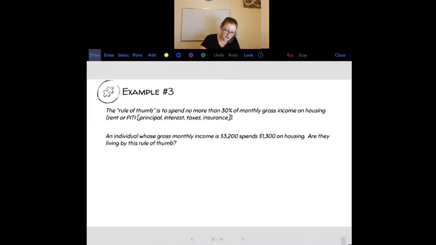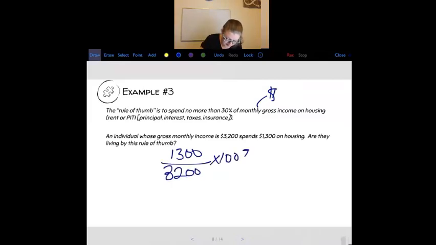Gross income is how much you make before they start taking out all of the taxes. Your net income is what's actually deposited in your home. So you may see different percentages. Typically, you'll see between 25 and 30%. But let's see if this person is living by that rule of thumb. You could think of this as a part percent whole problem, or you can say we're trying to find out what percent is 1,300 of 3,200, which means that we would divide and multiply by 100%.